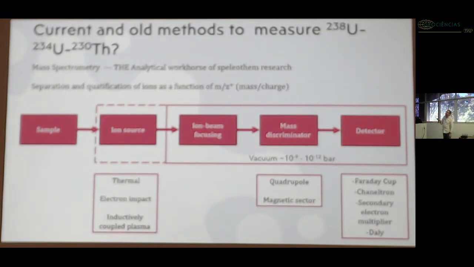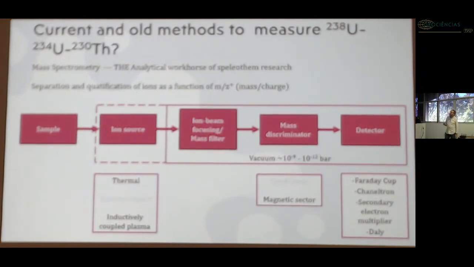After the ion source, you have a system that focuses and shapes the ion beam, and then puts it into a mass discriminator, which is usually a magnet, or could also be a quadrupole. And then you have a detector system. A detector system is something that is going to give you a digital signal proportional to the amount of ions reaching that detector. It could be a Faraday cup, channeltron, secondary electron multipliers, dailies, there are plenty.